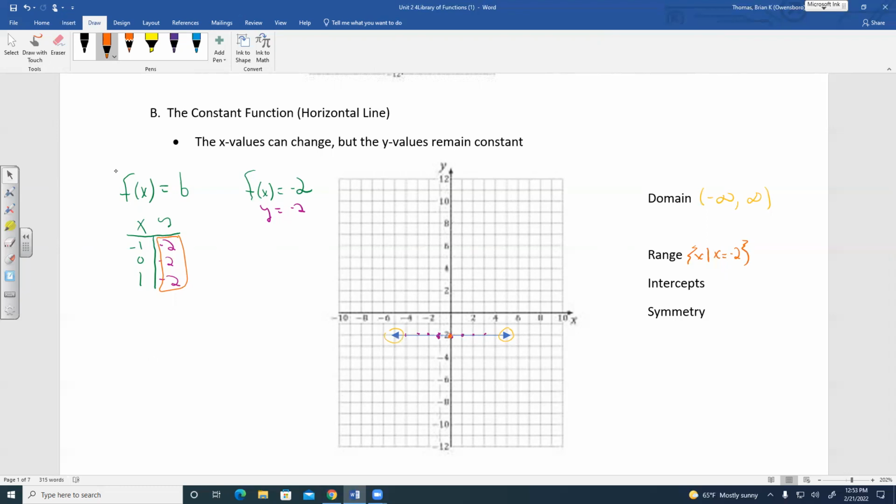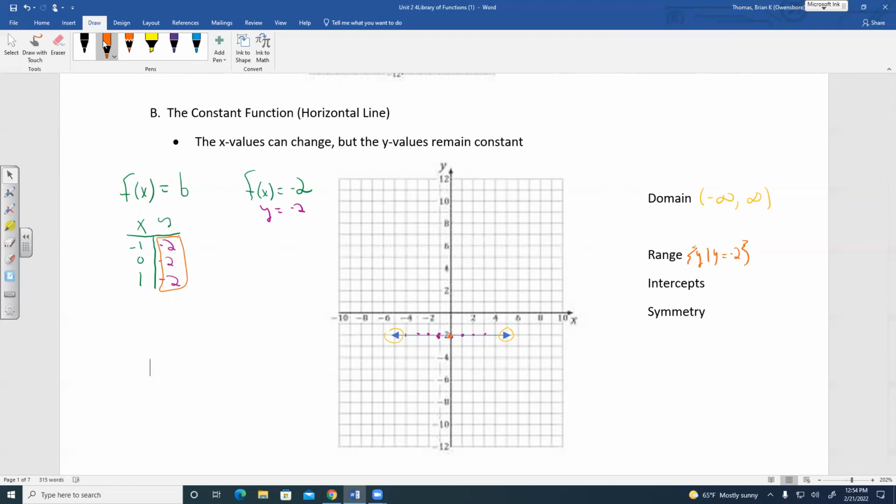And I shouldn't have said x, I should have said y. Sorry about that. Range involves y, not x. So if I'm using that notation, I should be using the letter y. So the set of y's such that y equals -2. So really there's only one range value, and that's -2.